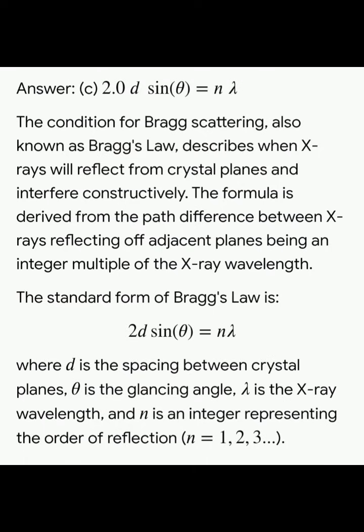The next question is, assume that the X-rays having the wavelength lambda are incident on a crystal at a glancing angle theta. The spacing between the principal planes of the crystal is d. The condition for the Bragg scattering of X-rays from the crystal is dash. We know the Bragg's condition, that is 2d sin theta is equal to n lambda. So this is the answer.